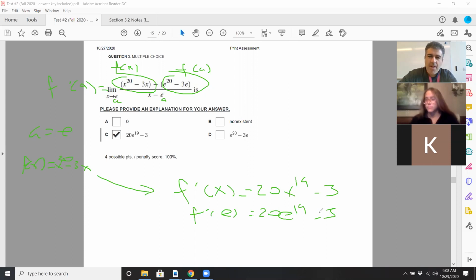They thought they actually had to find the limit, or they were doing some weird stuff. Again, just have to recognize that this is a derivative. That x^20 minus 3x, just do your power rule and just plug in e. That's all you gotta do. And the College Board loves doing this kind of stuff on the AP exam. So yeah, you haven't seen a problem quite like this from me.